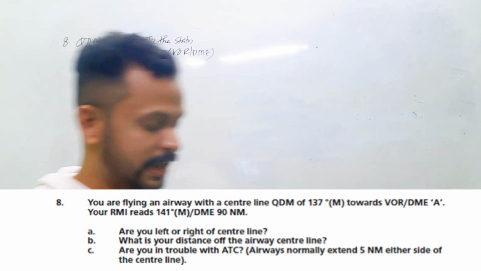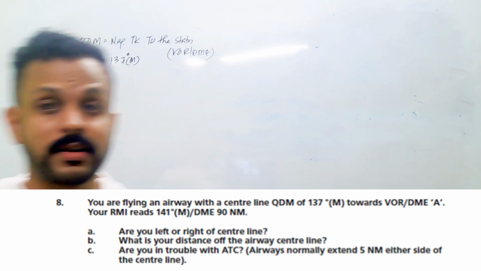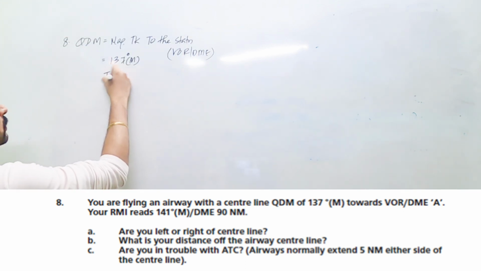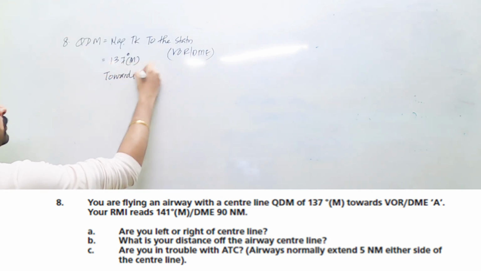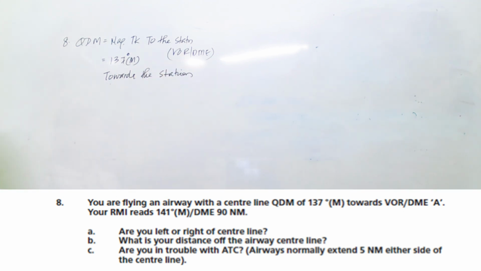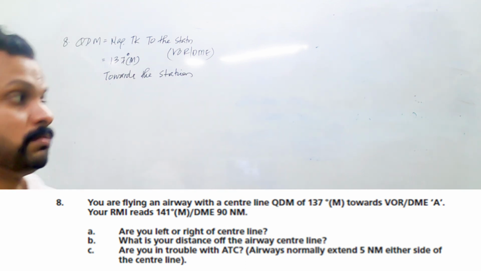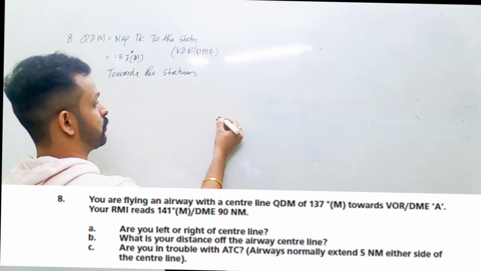So you're flying an airway with a center line QDM of 137 degrees towards VOR DME, which means you're moving towards the station. So don't try to skip any of these words in the question because they could actually be a source of information. But sir, if it says QDM, are we always towards the station? Oh, I'm glad that you asked the question.